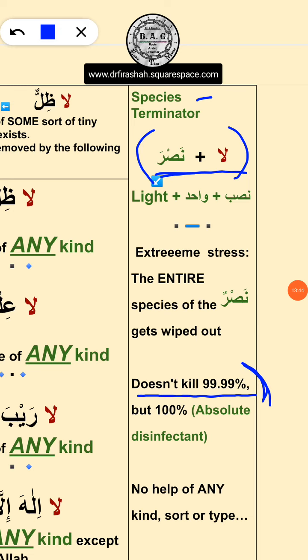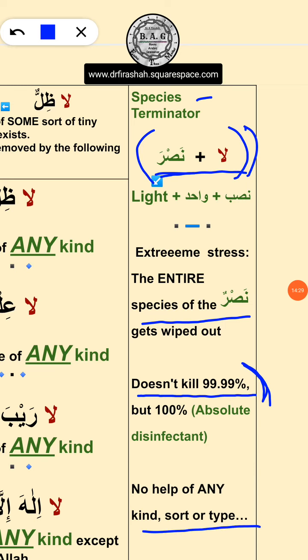I hope that this is clear, because in the beginning it's quite hard to understand this concept. So the entire species or variety of nasr gets wiped out. Why? Because this formation kills 100% of the germs. You could remember it that way. And what does it mean? It means that no help of any kind, of any sort, from anywhere or anyone, would be provided. La nasra. So no help of any kind, sort or type. This is what la nasra means.